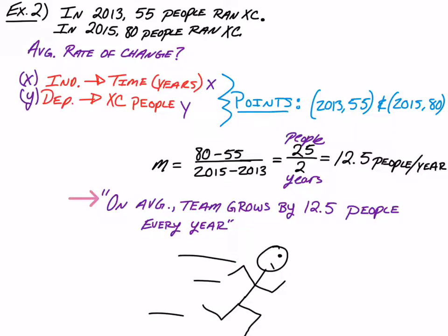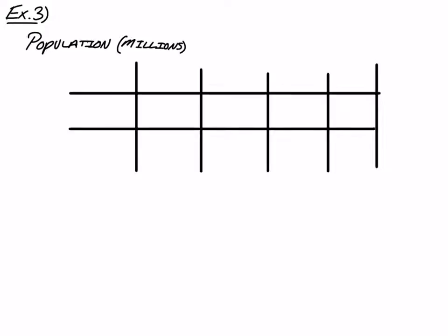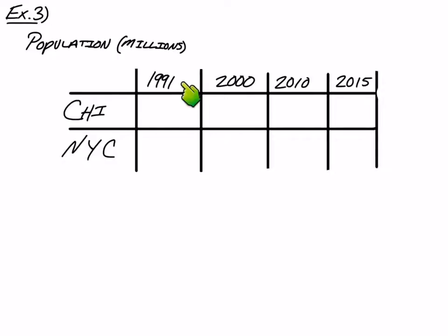All right, let's take a look at example 3. We're going to start by making a table, and we're going to compare the populations of your 2 favorite cities, perhaps, Chicago and New York. And this is actual data we're using here. Chicago and NYC, their populations in different years. So we're going to do 91, 2000, 2010, and 2015.